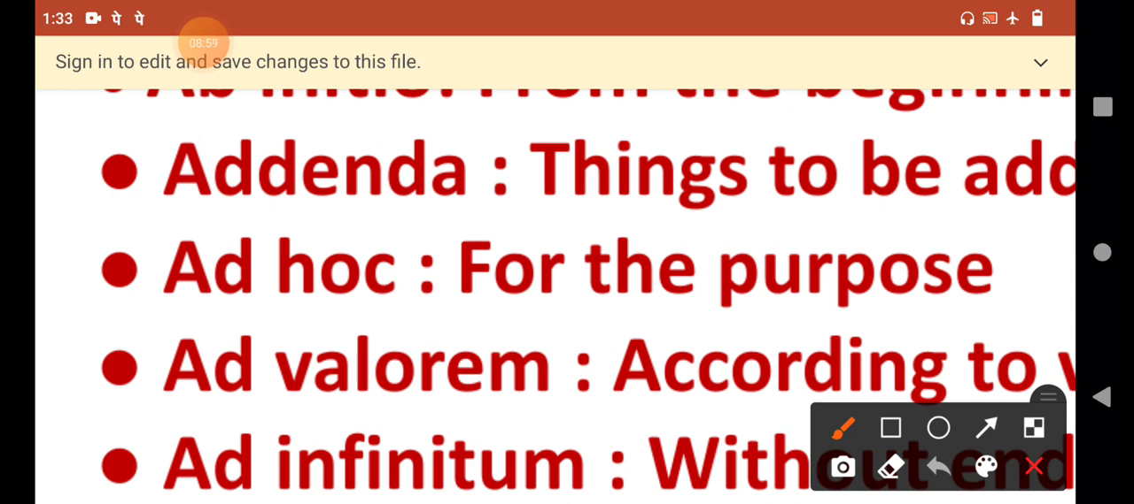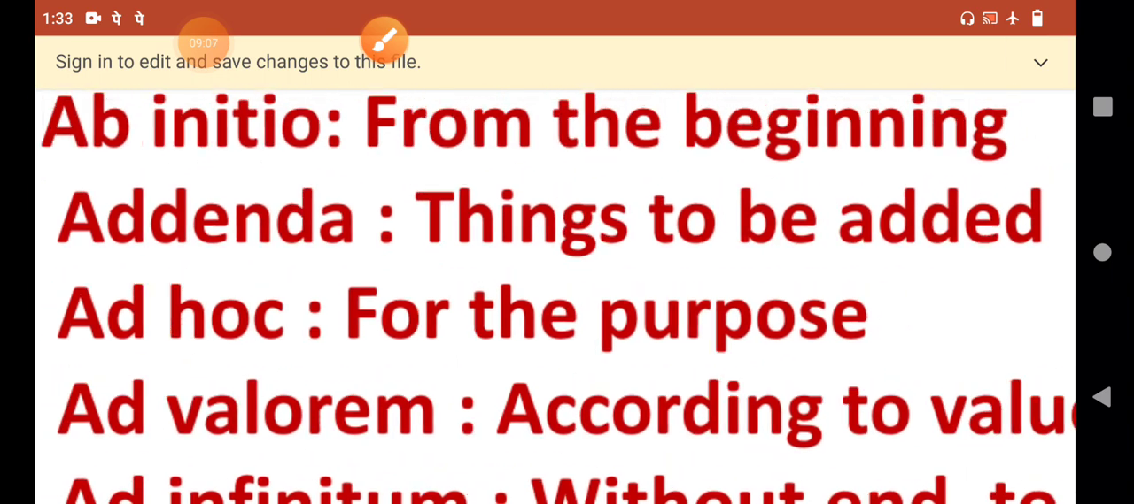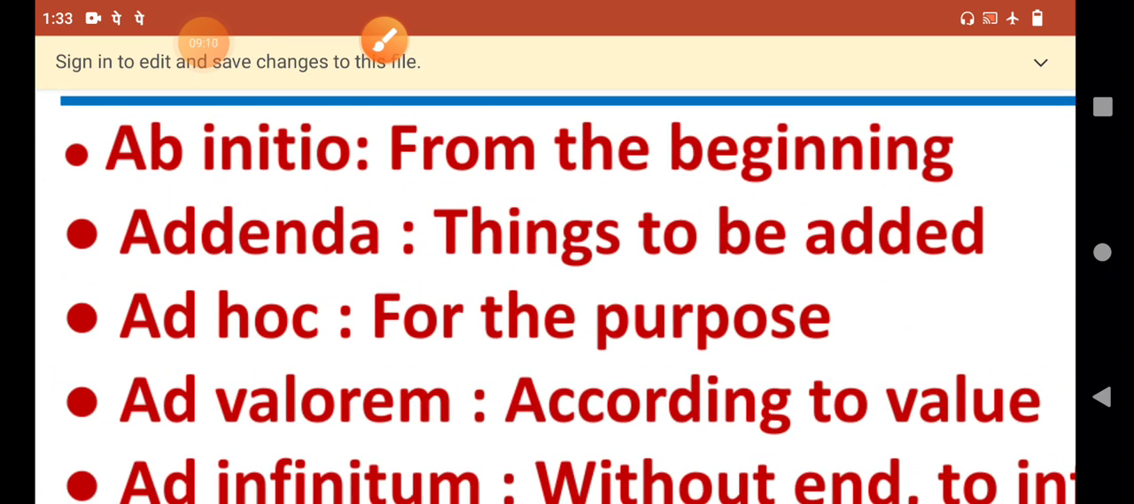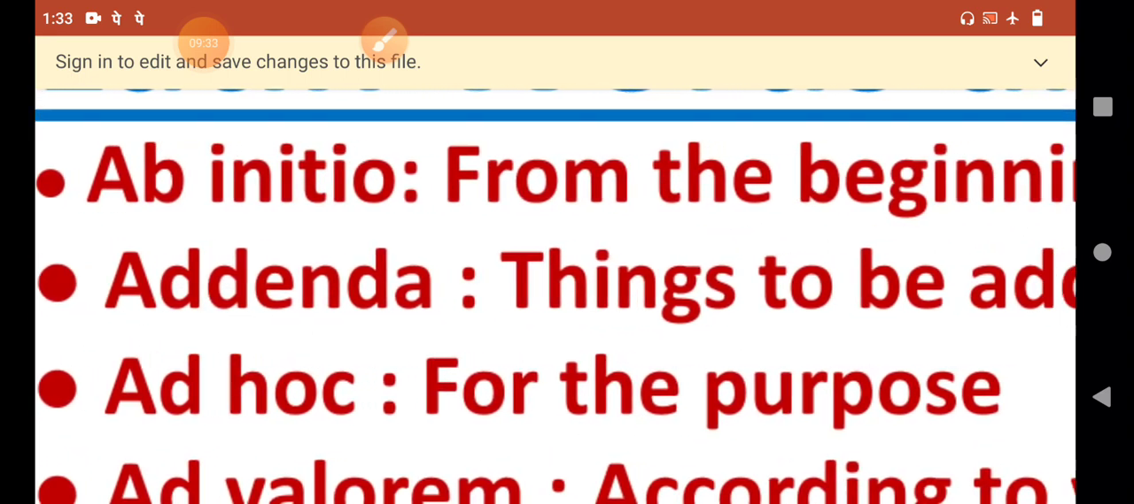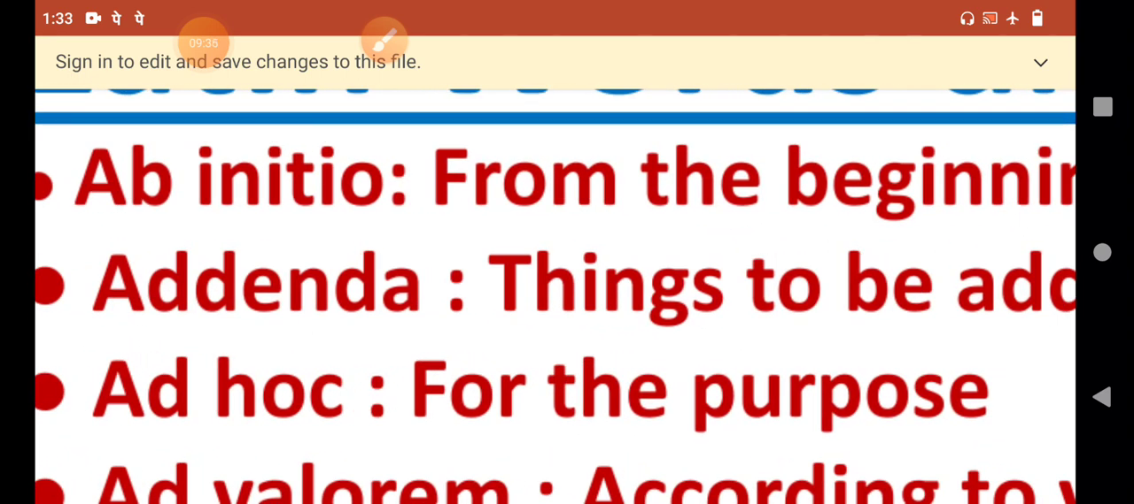That means the meaning is itself in the word also. Add: things to be added. For example, we have completed the letter writing. We should write the letter to our friend, our intimate friend or bosom friend, pal, and after completion of the letter, some more matter we have to add. That is the postscript. Addenda means an addition.